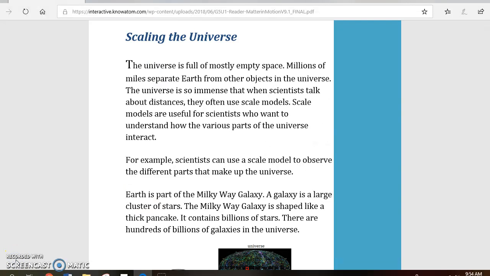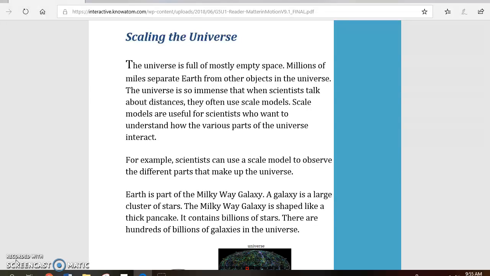Scaling the universe. The universe is full of mostly empty space. Millions of miles separate Earth from other objects in the universe. The universe is so immense that when scientists talk about distances, they often use scale models. Scale models are useful for scientists who want to understand how the various parts of the universe interact. For example, scientists can use a scale model to observe the different parts that make up the universe.